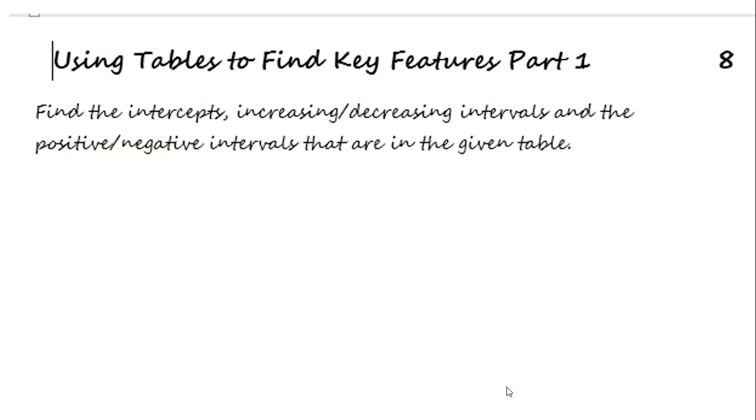So taking a look at page 8, we are going to be using tables to find key features part 1, and we're going to find the intercepts, increasing, decreasing intervals, and the positive, negative intervals in the given table. Here's table number 1. So the first thing we're going to look for is the y-intercept. The y-intercept is when x equals 0 in the table.